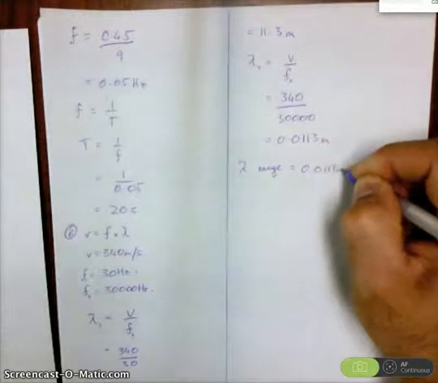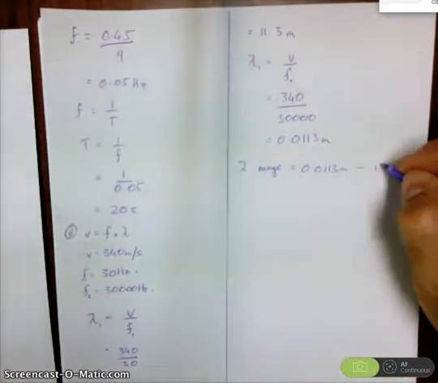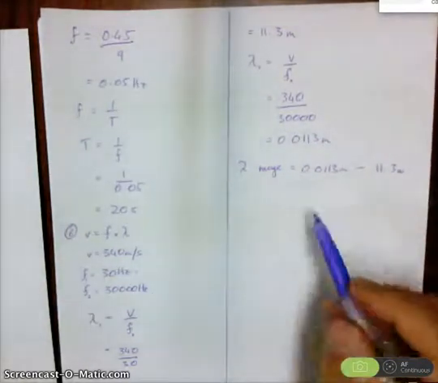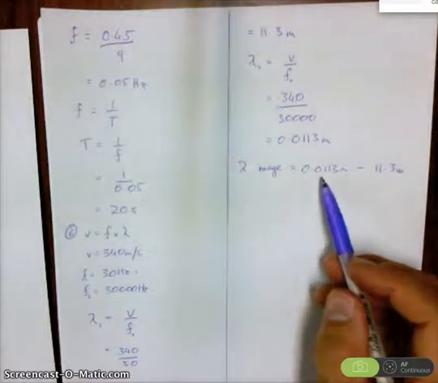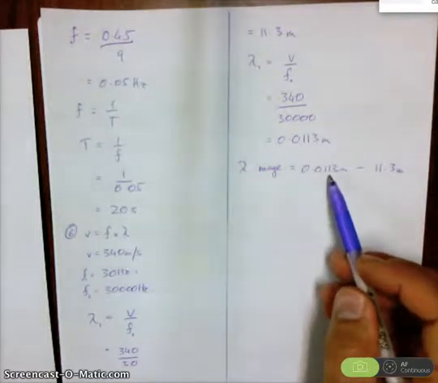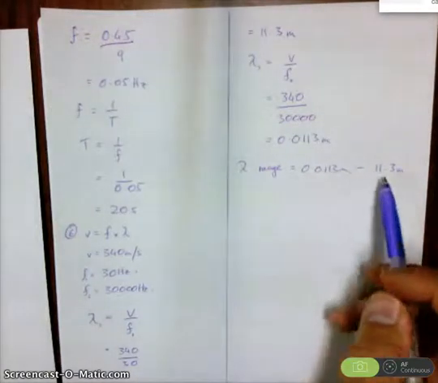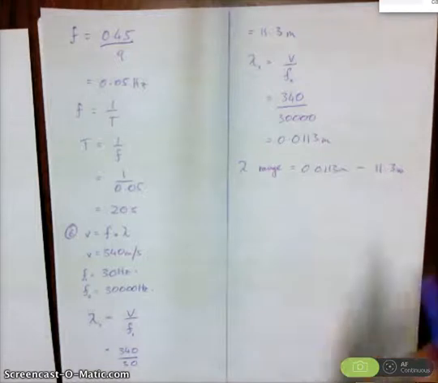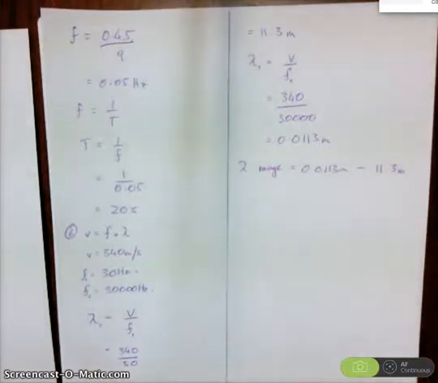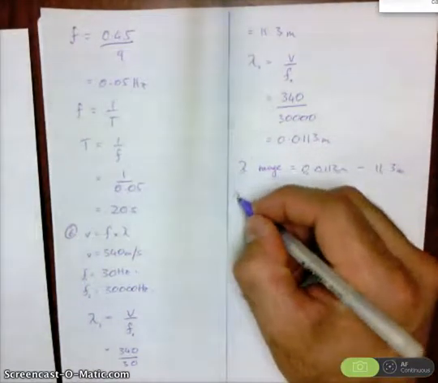So the wavelength range for humans is equal to 0.0113 meters to 11.3 meters. So we can hear waves if they've got a wavelength that's greater than 0.01 meters, or like 1 centimeter, or waves that have a wavelength around 11.3 meters. That's our limit when it comes to hearing.